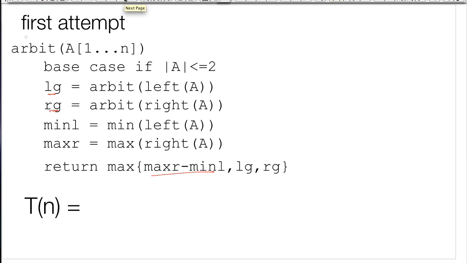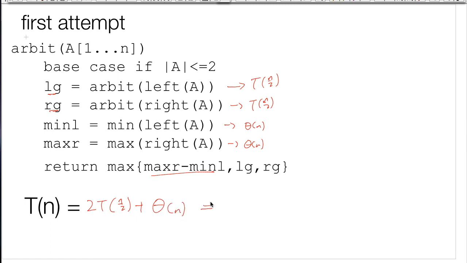Let's do the running time analysis of this. How much does that line take? T of n over 2. This line, T of n over 2. This line, order n. This line, order n, right? It's just scanning the array to find the maximum value. And so we have exactly the same thing, which gives us an order n log n solution.